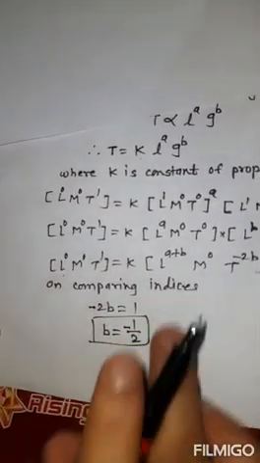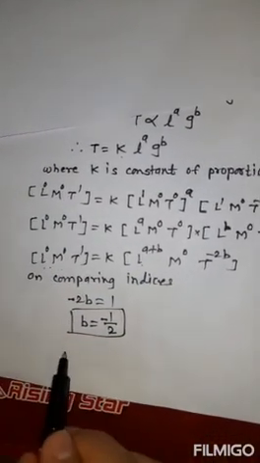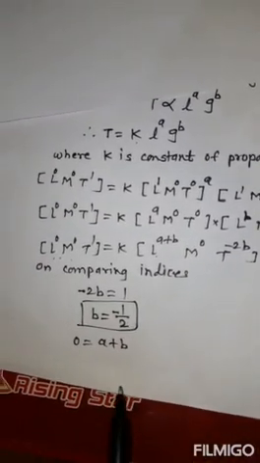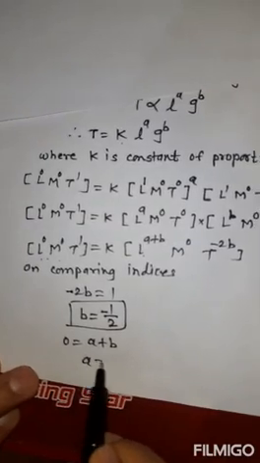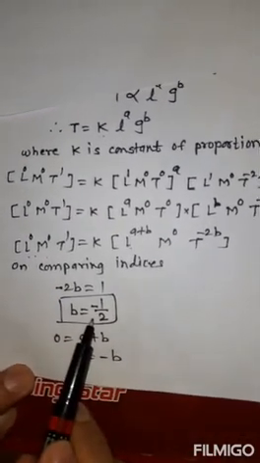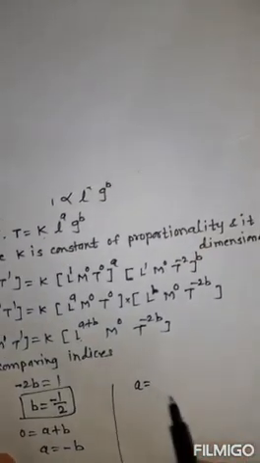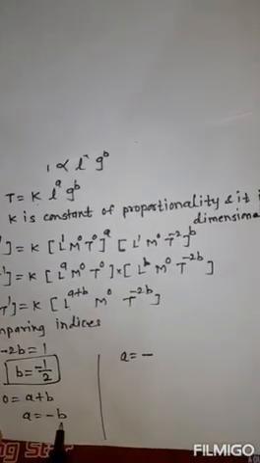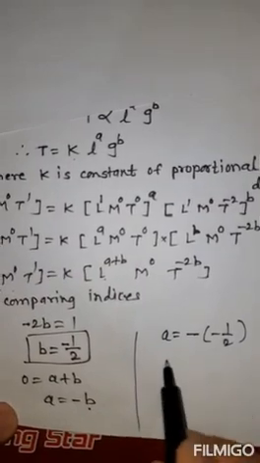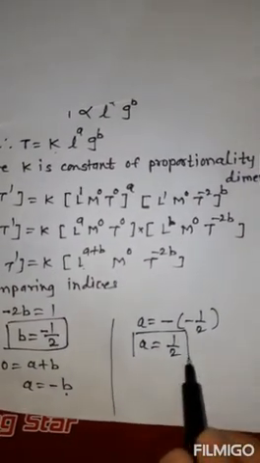Similarly, we can compare the index of L. The index of L is 0 on one side and here it is a plus b. So what can we see? What is a? a is equal to, b goes to the left side, so it becomes minus b. What is b? b is minus 1 by 2, so we can substitute here. So a is equal to minus b, and the value of b is minus 1 by 2. So minus becomes plus, and a is equal to 1 by 2.